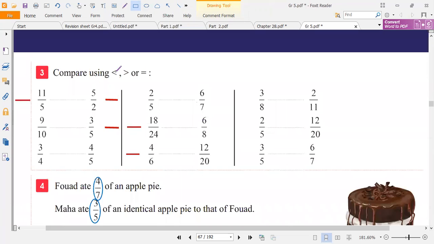Now we have to do exercise 3. Compare using smaller than, greater than, or equal. Now, they don't say reduce to the same denominator nor to the same numerator, so we can choose as we want. We can reduce them to the same numerator or to the same denominator. 11/5 and 5/2. We cannot simplify these two fractions, and 11 is not a multiple of 5 and 5 is not a multiple of 2. Let's reduce them to the same denominator. So we have to multiply the 5 by 2 and the 2 by 5 because 5 is not a multiple of 2.